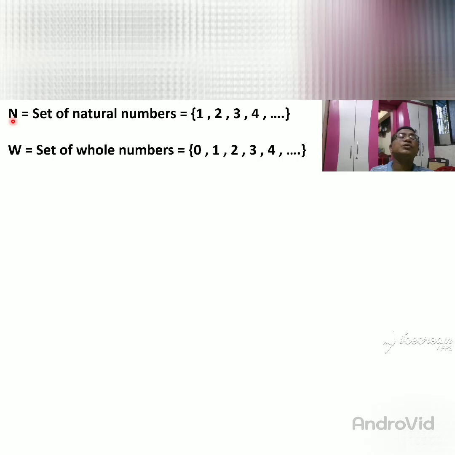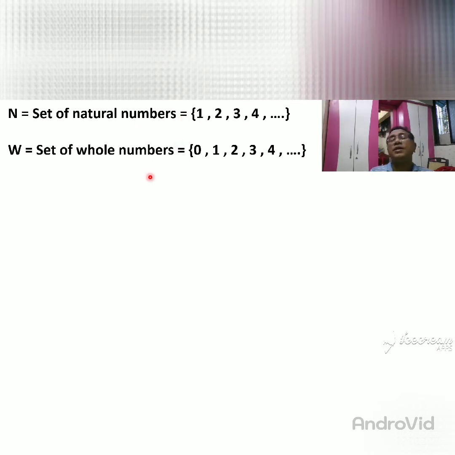Then we are going to see the set of whole numbers. The set of whole numbers is indicated by W. Remember, N indicates natural numbers and W means whole numbers. Whole numbers start from 0, 1, 2, 3, 4. So after natural numbers, the whole numbers can be found.